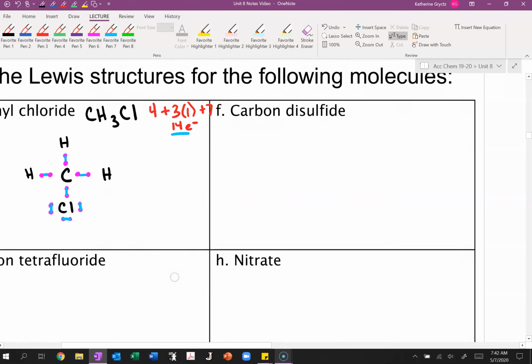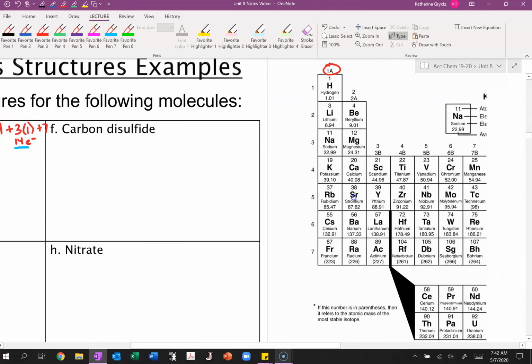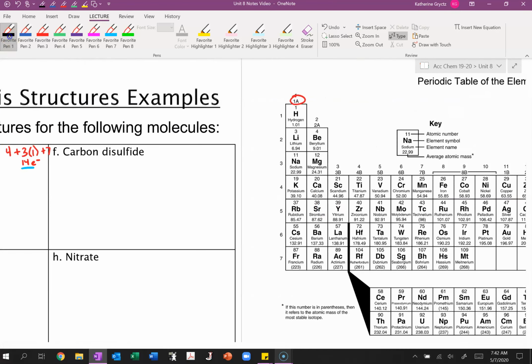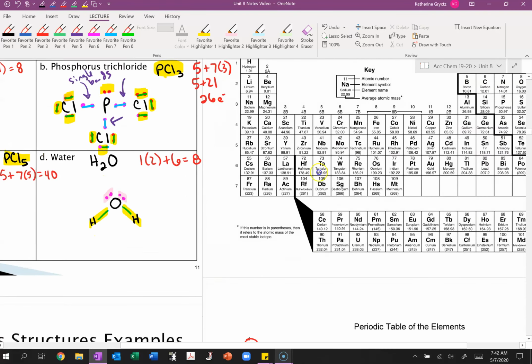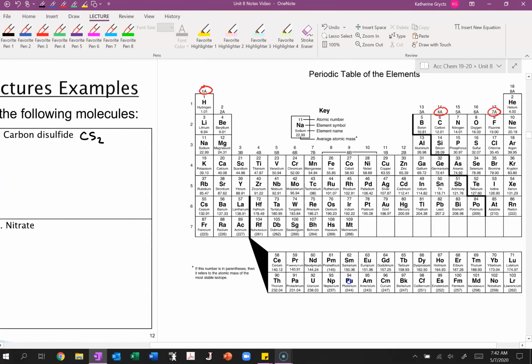Okay. So moving on to carbon disulfide. Okay, first I need the formula. So carbon disulfide. Okay, then I've got to go find the number of valence electrons. So I'm going to go to my periodic table. I'm going to look up carbon, and we're going to have 4. And I'm going to look up sulfur right here, and I'm going to see that it has 6, but there are 2 of them, so I'm going to multiply that by 2. So when I add this all together, I get 16.